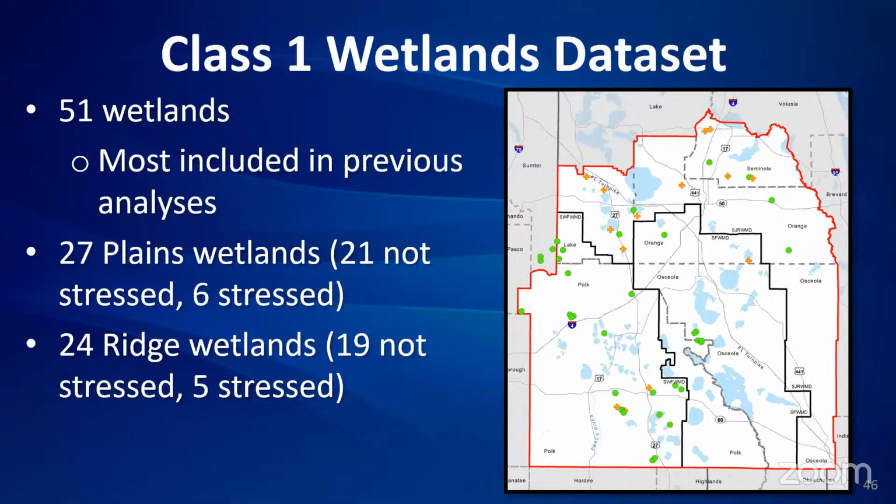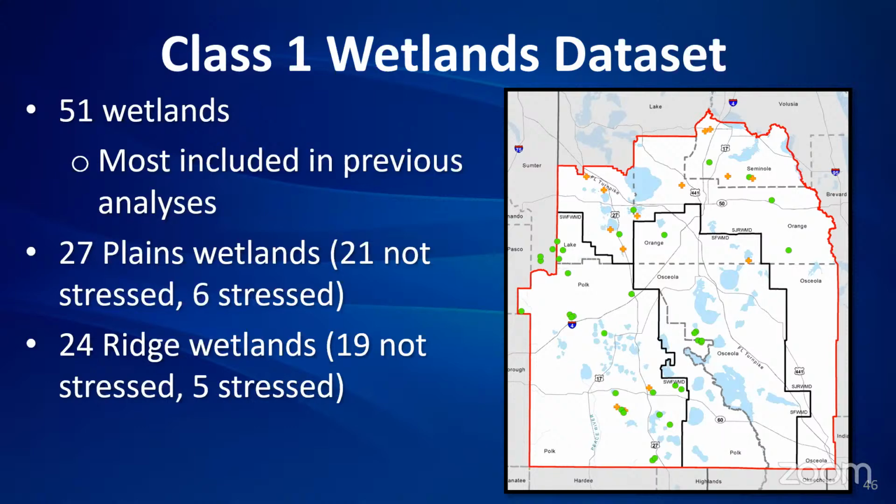This map represents an example of the location and the stress status of the Class 1 wetlands data set. This is the map from the 2020 Regional Water Supply Plan, just to show you as an example. The orange crosses indicate the sites that were stressed, while the green circles indicate the sites that are not stressed. And our Class 1 wetlands data set for the current analysis includes 51 wetlands and lakes.